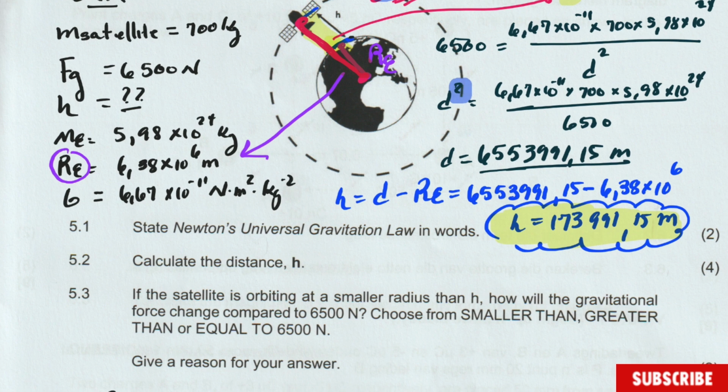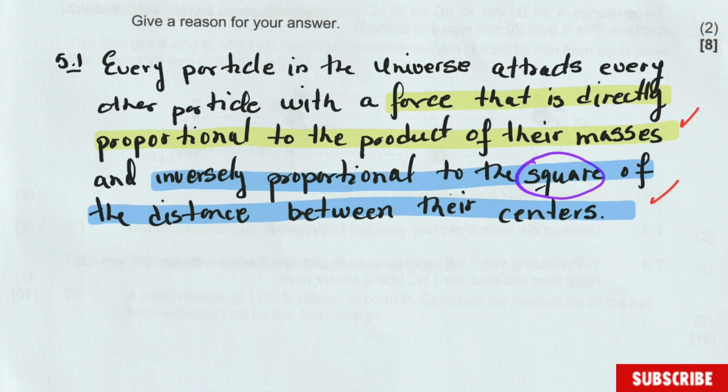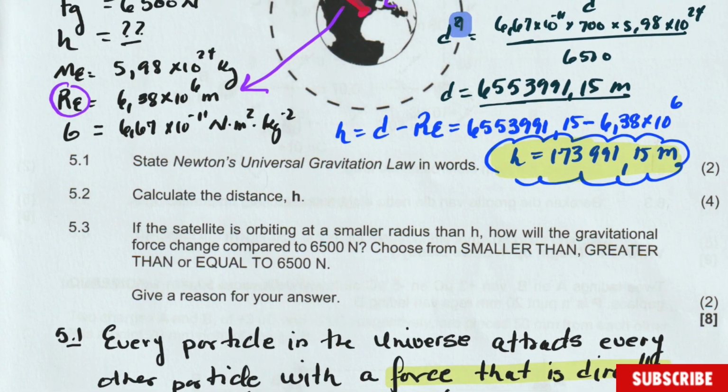Now question 5.3: if the satellite is orbiting at a smaller radius than h, how will the gravitational force change compared to 6,500? Guys, if you decrease the distance, remember the gravitational force. Now all we're doing is going back to the law. There is the law. It is inversely proportional to the square of the distance. So the force of gravitation is inversely proportional to d squared, the square of the distance.